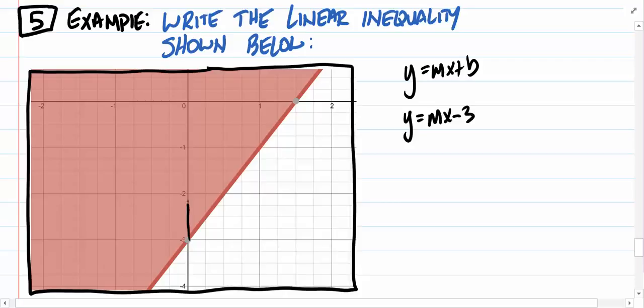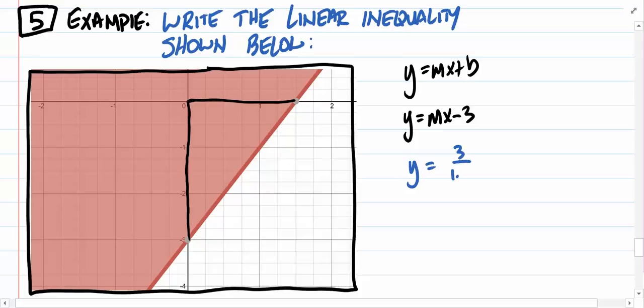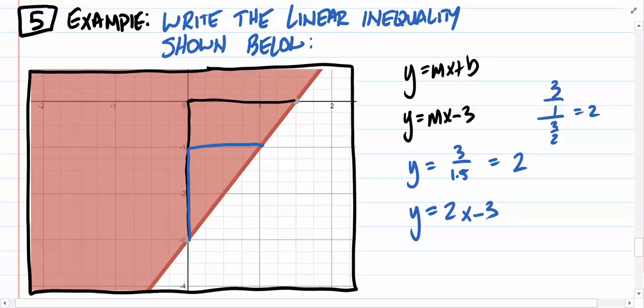And the slope of this would be up 3 and over 1.5. So that'd be 3 halves. So y is equal to 3 halves. I'm sorry, it's not 3 halves. It's up 3 divided by 1.5, which is a value of 2, because 3 divided by 3 halves gives me a value of 2. Anyways, we can clearly see that by going up 2 and over 1. So anyways, back to the problem. So y would equal 2x minus 3.